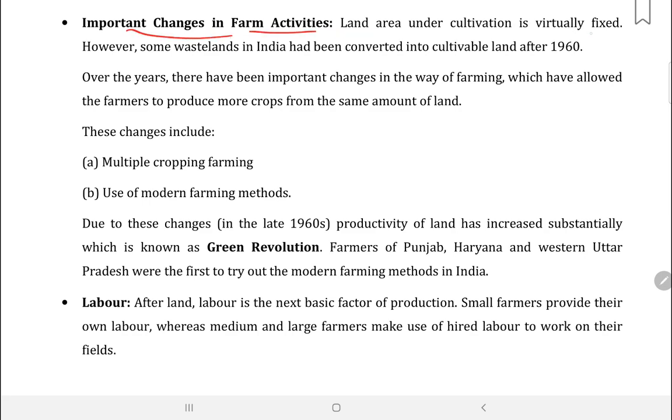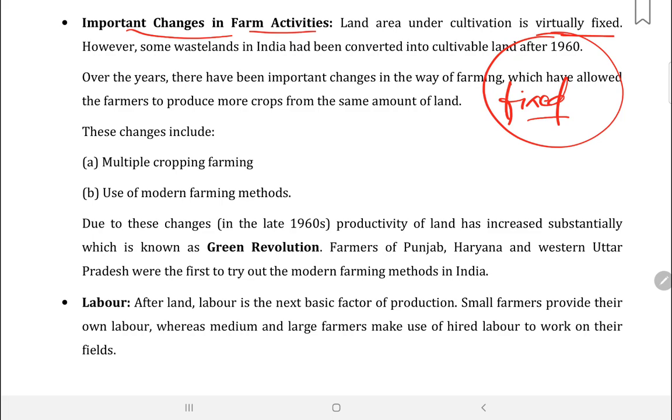The land area under cultivation is virtually fixed because we can only cultivate on the earth, and the area which can be cultivated on earth is fixed. You cannot produce more land. That's impossible.